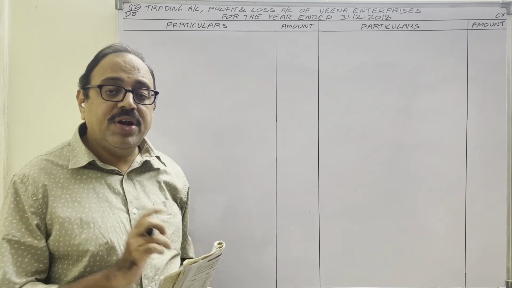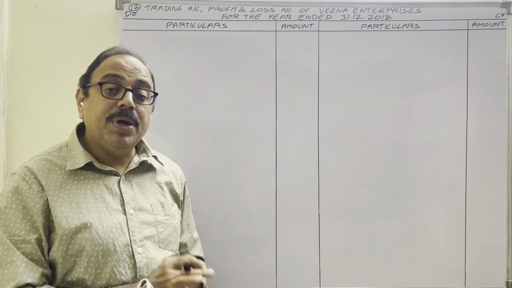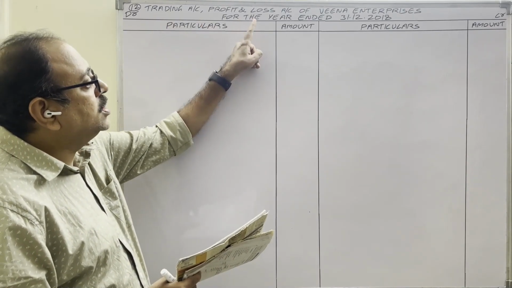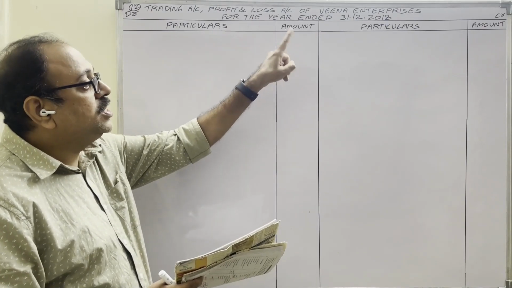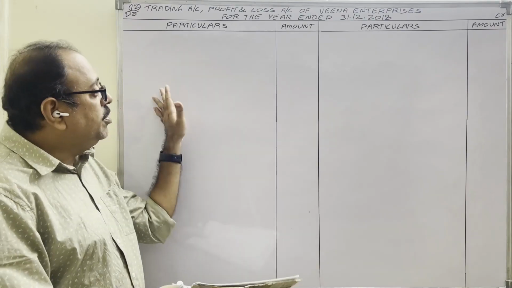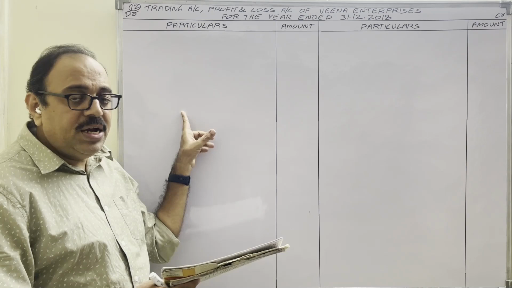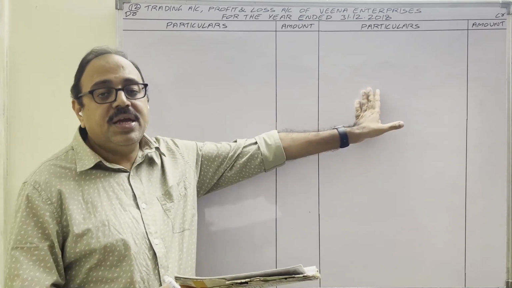First we have to prepare the trading account and profit and loss account in one table. Then we will prepare the balance sheet. Heading: Trading Account and Profit and Loss Account of Veena Enterprises for the year ended 31st December 2018. Debit side, credit side. First the trading account: debit side has direct expenses and direct losses, credit side has direct incomes.